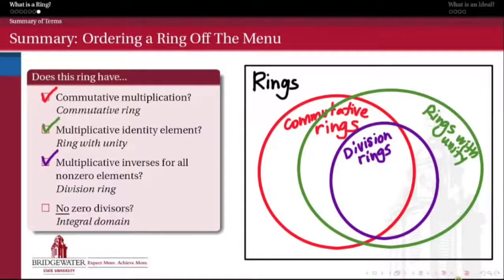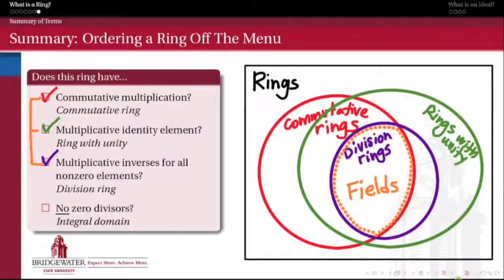But it turns out that commutative division rings, like the rational numbers that we just saw on the previous slide, are the most special kind of ring that we can work with this semester. They have every property that we could ever ask for a ring to have. So we give those rings a special name. We call them fields. So a field is a ring that has all these properties. It's commutative, it has an identity element, and it has multiplicative inverses for all non-zero elements, which also implies it has no zero divisors.